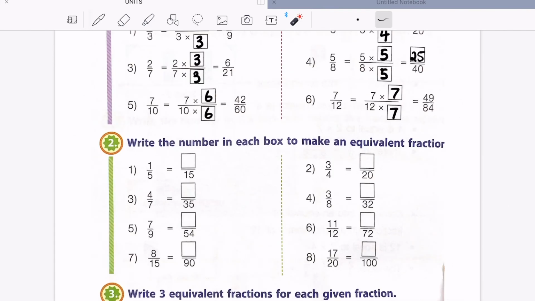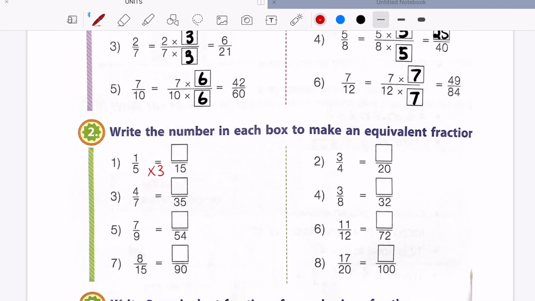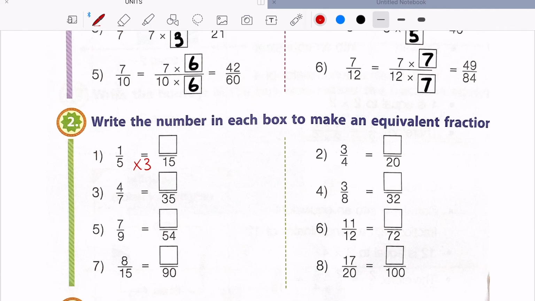Let's go down the page a bit and let's look at section number 2. Write the number in each box to make an equivalent fraction. So 1/5 is equal to blank over 15. So 5 times what equals 15? So 5 times 3 equals 15.